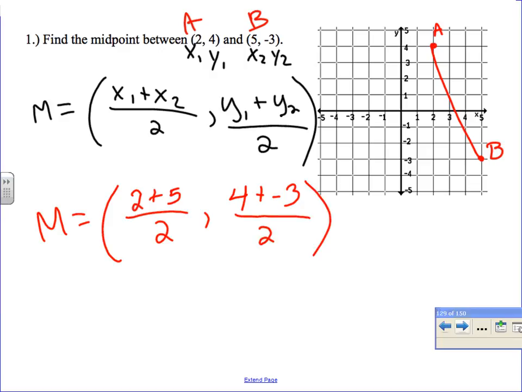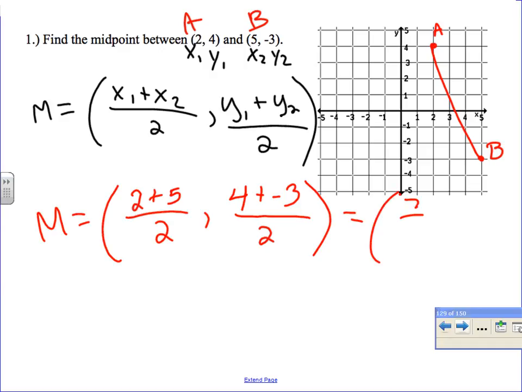Josh? Say that again. No. I was going to say, I definitely have been making mistakes today. No, x1 plus x2 divided by 2, and then y1 plus y2 divided by 2. You okay? Okay, so add first, and then if you're able to, divide by 2.